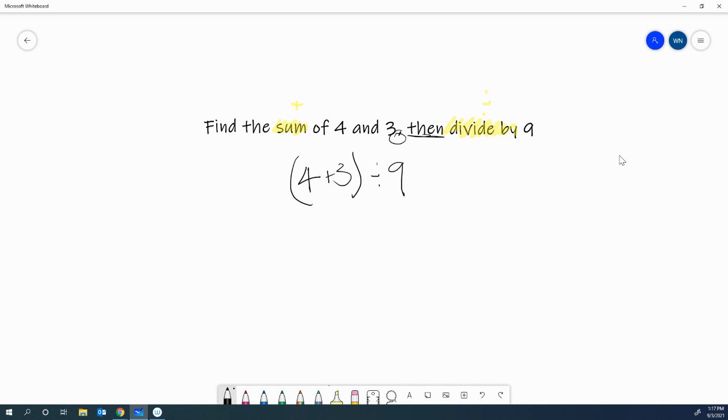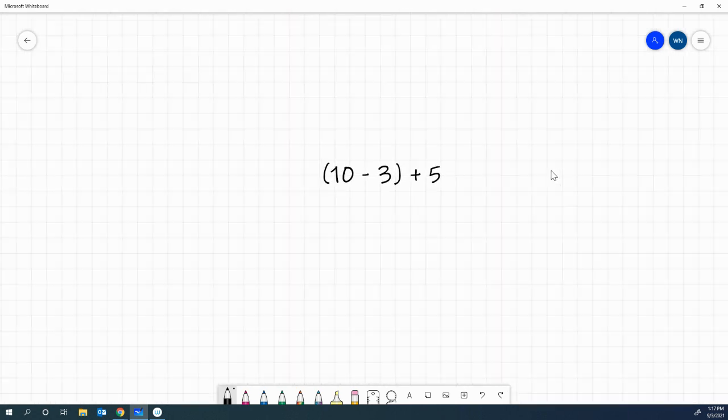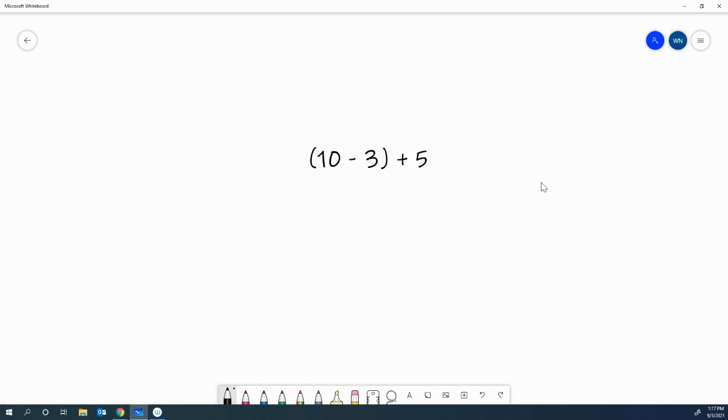Super easy. For these last two, I want you to create the numerical sentence, the words that will go with these numerical expressions. Go ahead, take a minute. What would you say for this? There are a few different ways to say it. We could say, find the difference between 10 and 3, then add 5.